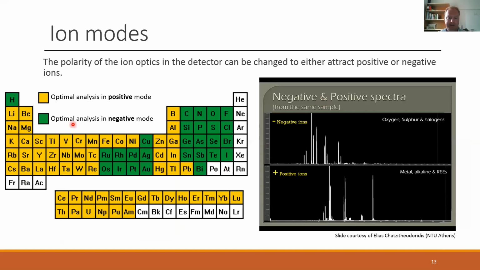So we choose either to do our analysis collecting positive ions or negative ions. This is a rule of thumb, so to speak. I find I do a lot of my analysis in positive mode. But if I'm going to do negative mode, I'm usually chasing carbon or oxygen or some of the halogens. So you choose your analysis and you run your ion beam.